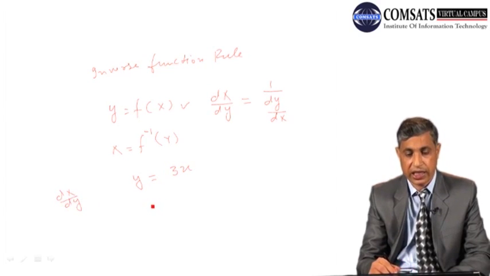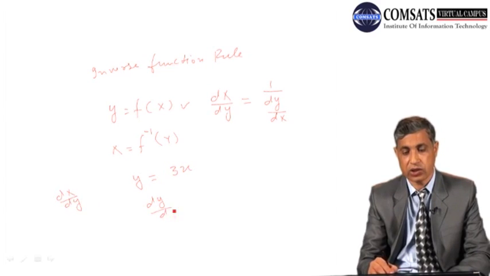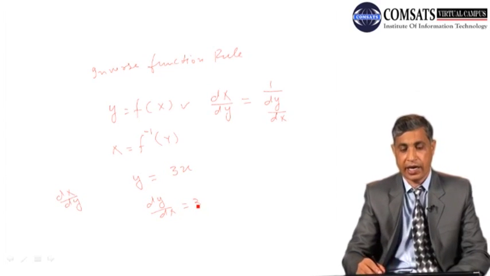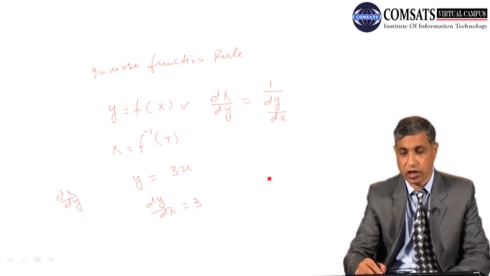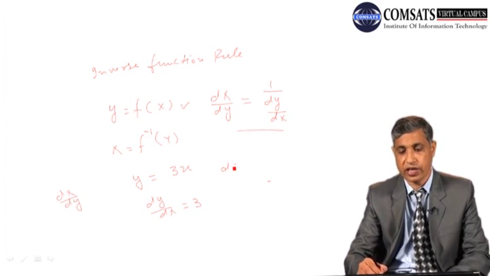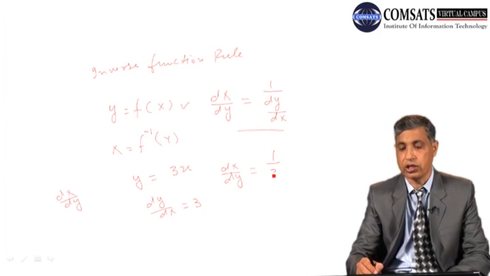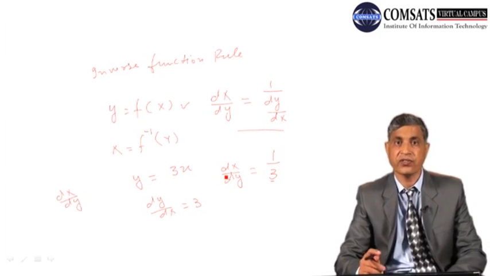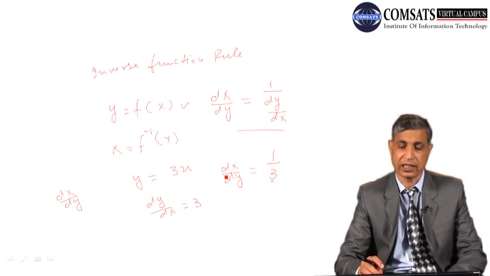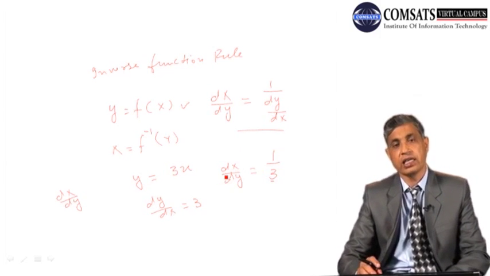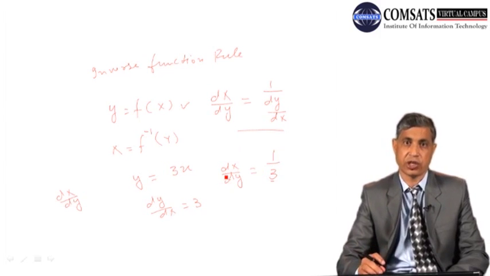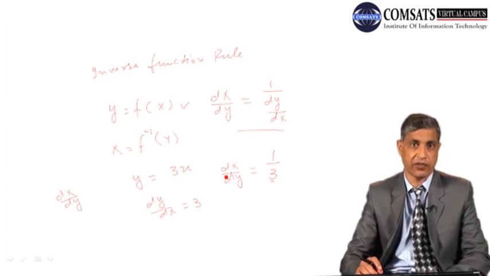So first we will find dy over dx, that is equal to 3. And now according to the formula, dx over dy will be equal to 1 over 3. So the inverse function rule enables us to find the inverse relationship between the dependent and the independent variable.